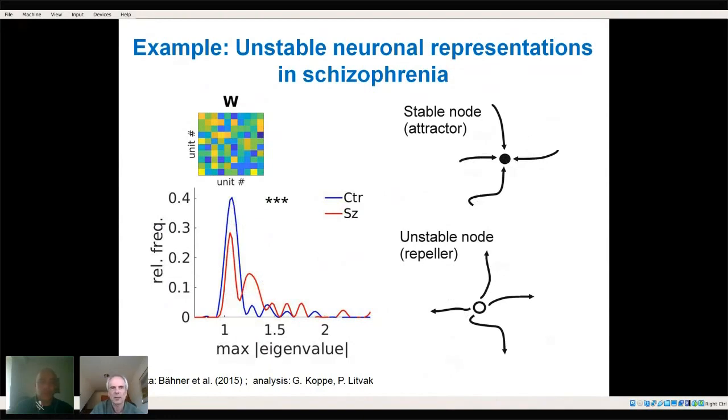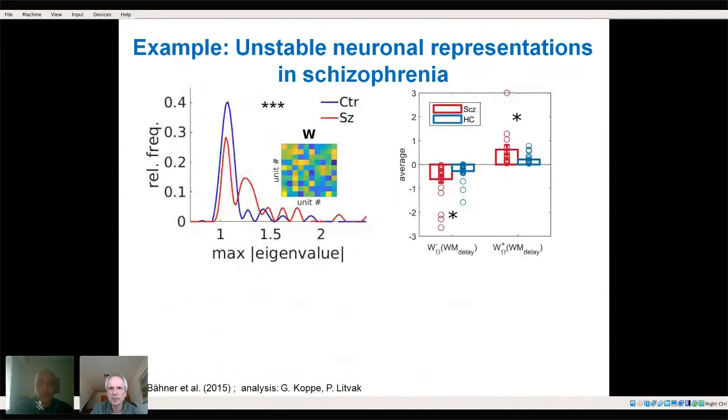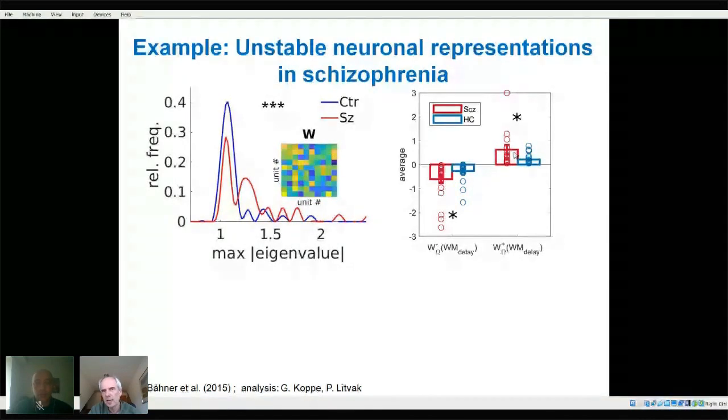You can still have limit cycles and other stuff, of course. What we observed is, interestingly, that you have this significant change in the histogram of eigenvalues. And that seems to be rooted in the fact that once we inferred the connectivity matrices in these piecewise linear recurrent neural networks, we found that both the inhibitory and the excitatory weights are usually much higher in schizophrenics than in healthy controls. And that fits very well with less stability, because if all the matrix entries are high in magnitude, you would expect larger oscillations and less stability.